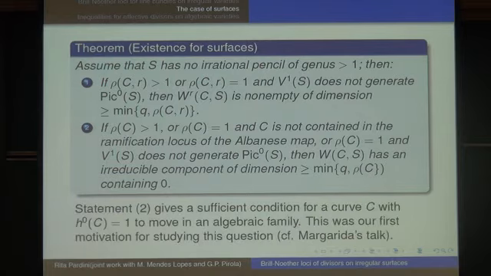So, as I was saying, for instance, if you have a curve with h0 of c equal 1, so a curve that does not move linearly, then you have some kind of sufficient condition for the curve to move, at least algebraically. And as I wrote this not to forget, because I think Margherita will talk in general about curves on irregular surfaces, and I think she will mention some applications of this result.